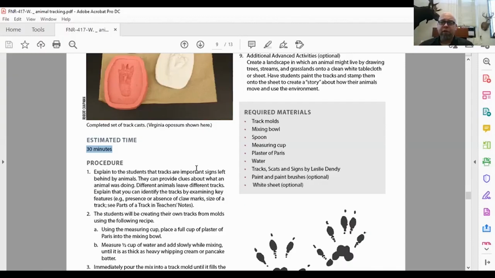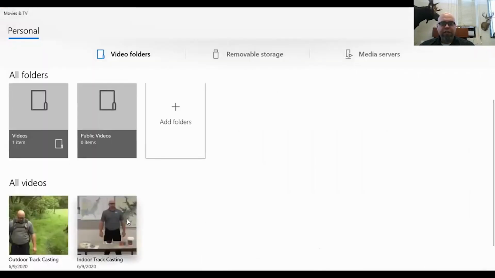Now, the second thing, after you've introduced the concept and got the students thinking a little bit about why tracks are important, the next thing we want to do is actually get them to create their own track molds. And to do that, I actually have a video. Instead of reading through all these procedures, I thought it might be more interesting for you to actually watch a video on how that is done with regard to indoor track casting. So let's watch this video.